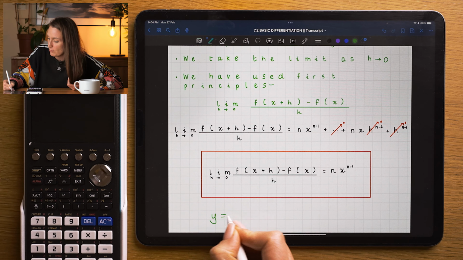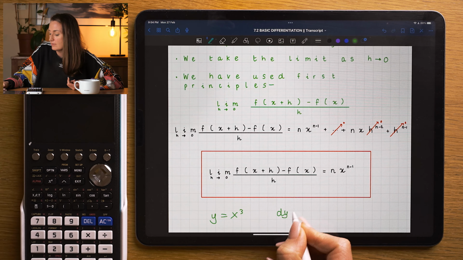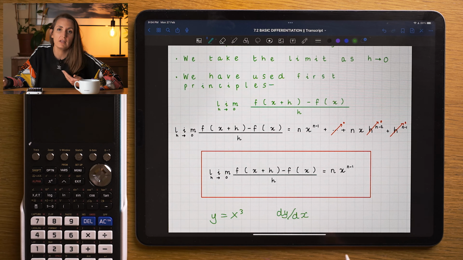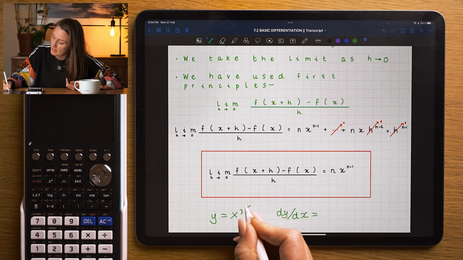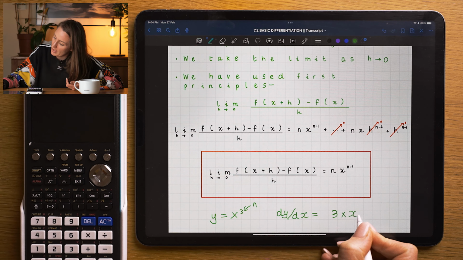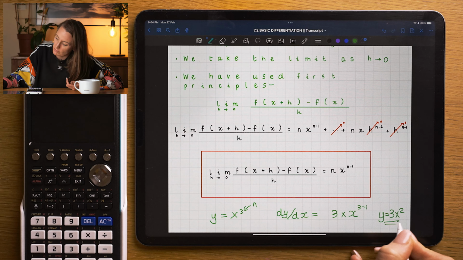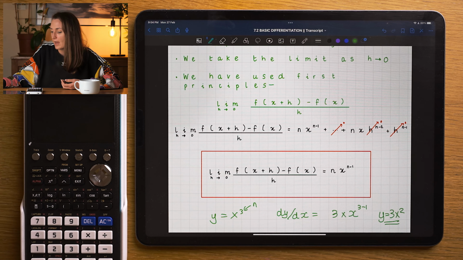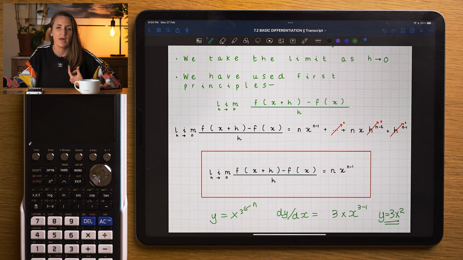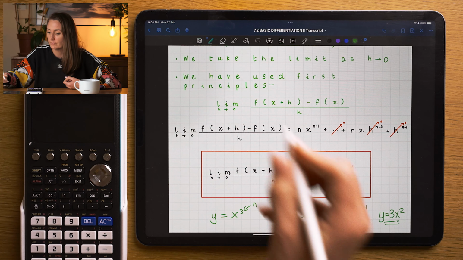So if you had, for example, x cubed, you know that its derivative, or the gradient of its tangent, if this is n, is going to be 3 times x to the 3 minus 1, or 3x squared, which is really pretty cool. It's the first calculus proof that I always teach that uses first principles. I hope you enjoyed that. I'm going to show you lots of practical examples of how you can do both proving things by first principles and how you can use this rule shortcut in the upcoming series.